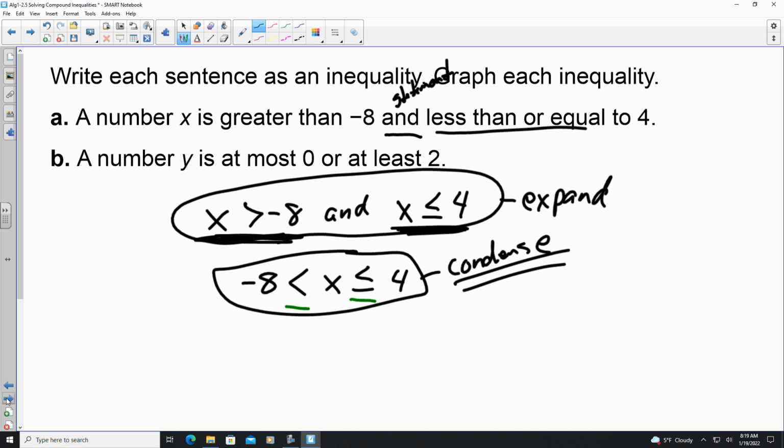So graphing this is going to look something like this. My smaller number is -8. My larger number is 4. It's an open circle with the -8. It's a closed circle with the 4 because of it being equal to. And the shading is in between the -8 and 4. So that is how we'd write and graph that with an and statement.